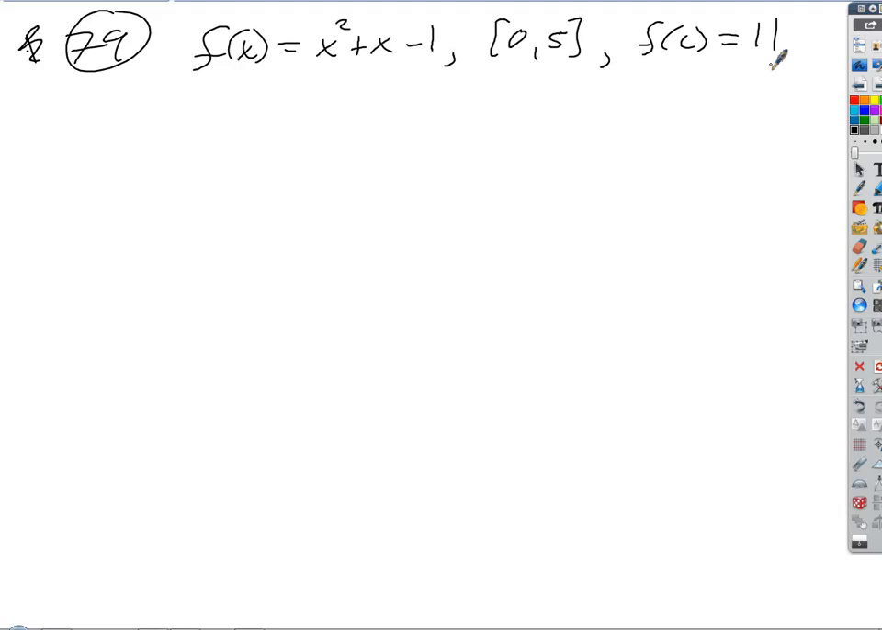So we want to do two things here. First of all, we want to see if this stuff that I've written down meets the criteria of the intermediate value theorem. If it does, we need to go find all of the values of c that make this true, okay? So what do we got here?